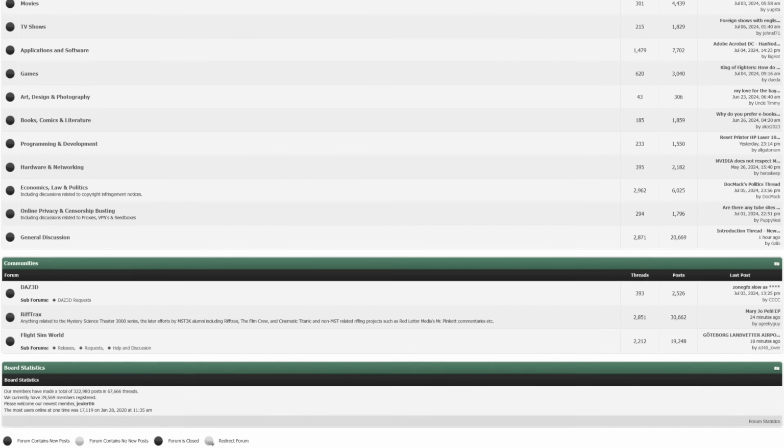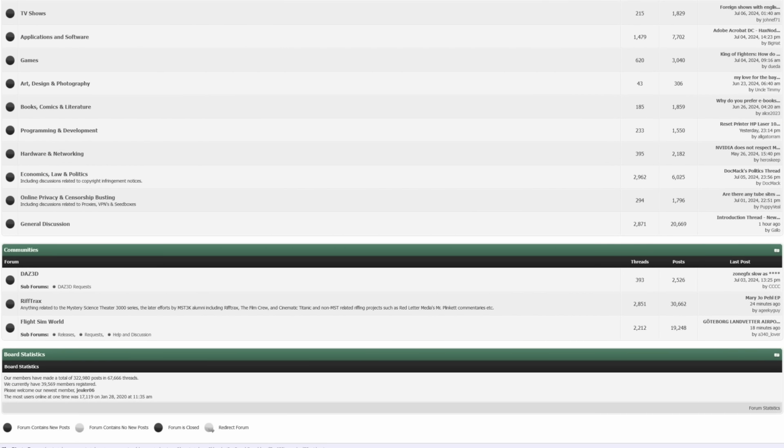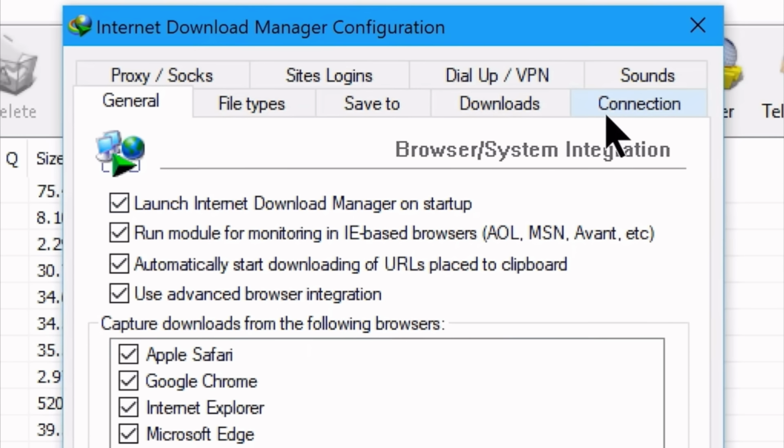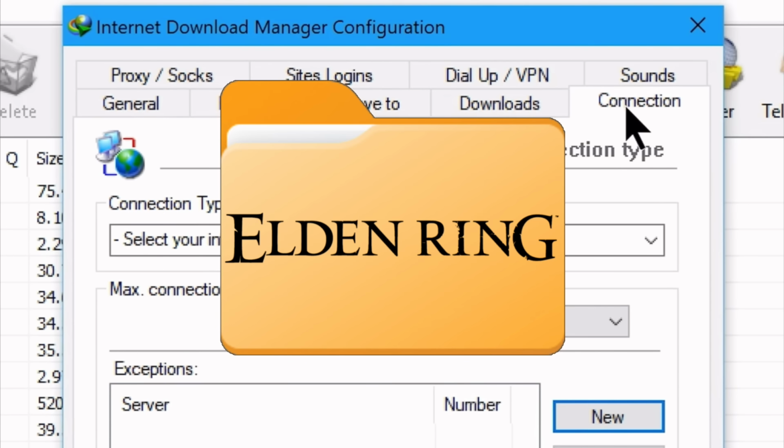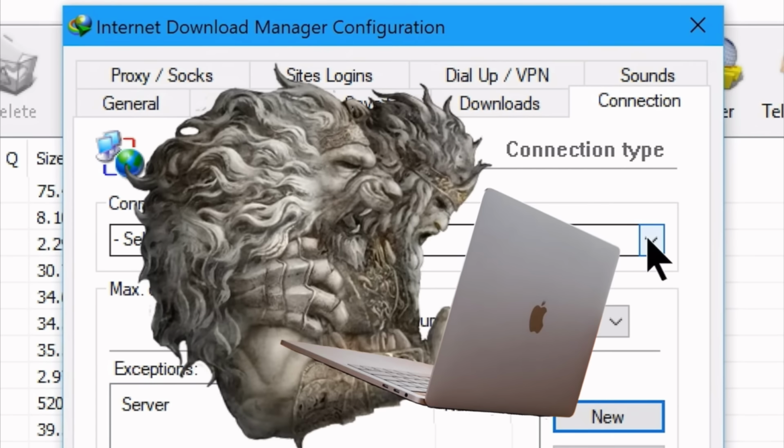There's obviously a ton of risk when downloading anything off the dark web, so I don't really think it's worth the risk to torrent Elden Ring when you're gonna get doxxed by Godfrey.